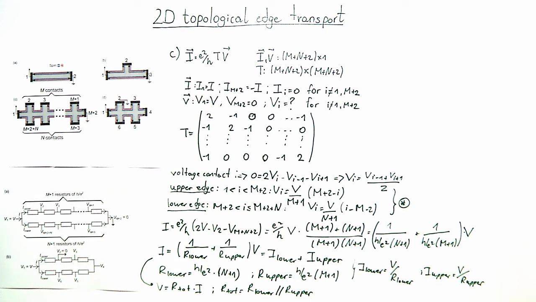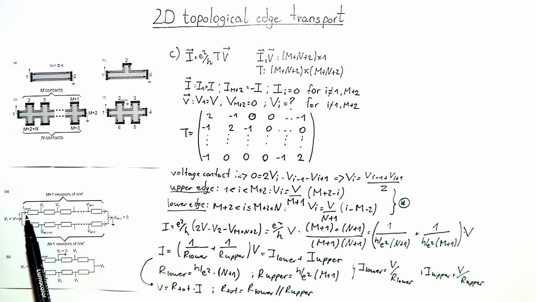So here you can see what we've done is we've rewritten the current which is injected here into this contact as a sum of two currents, one which flows exclusively along the upper edge, that's I upper, and one which flows exclusively along the lower edge, that's I lower. And we've seen that we can think of each edge segment between two contacts, say between contacts 1 and 2, as a resistor of resistance H over E squared.